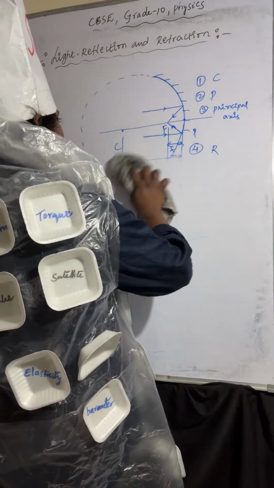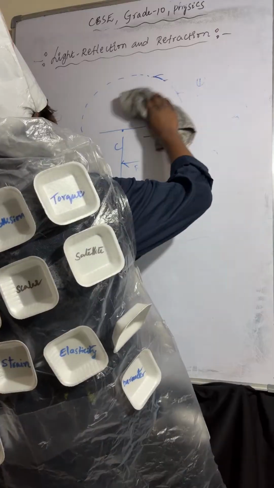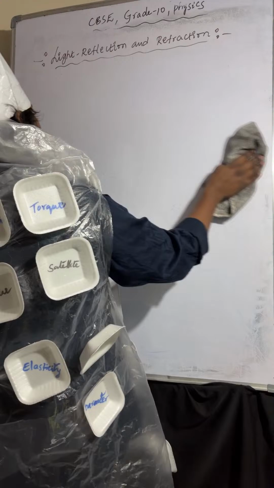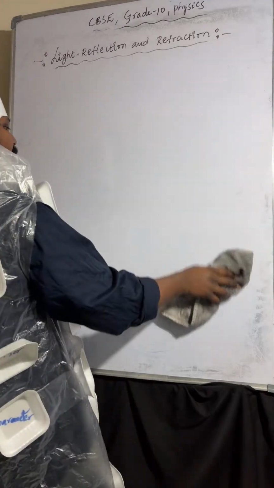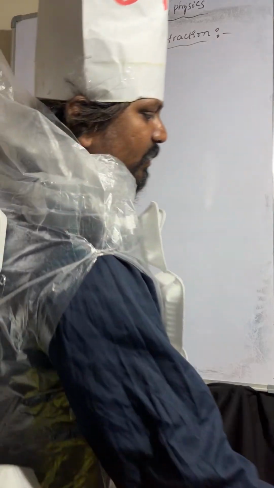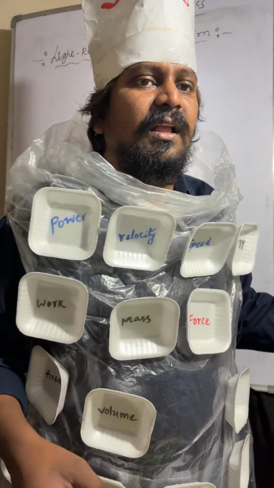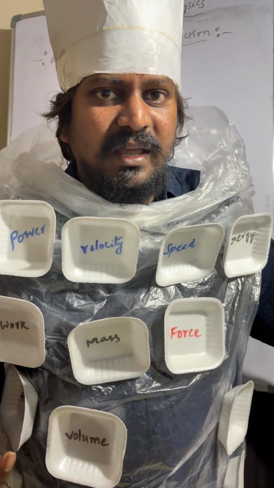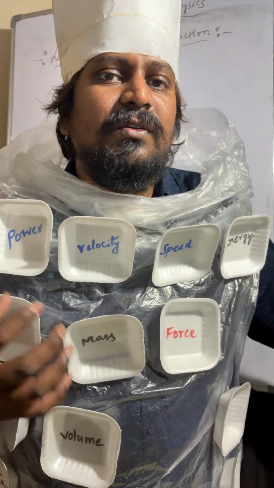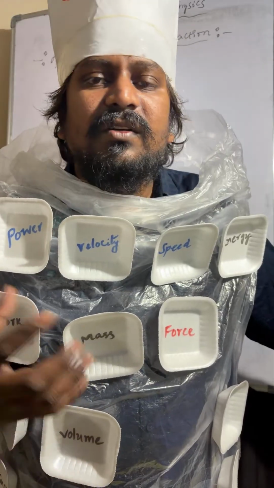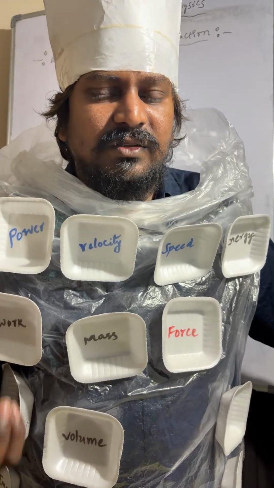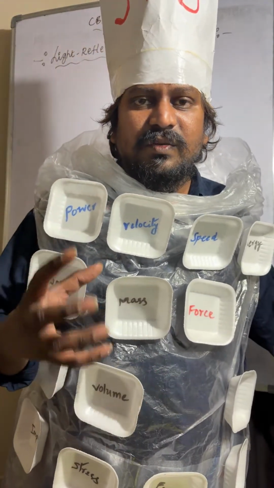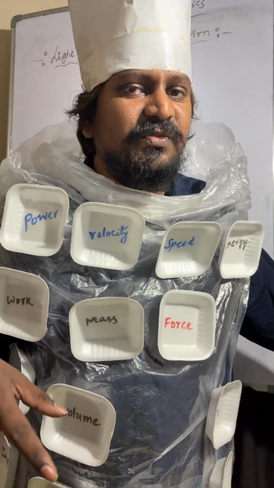Now we will discuss ray rules, the ray rules of concave mirror and convex mirror. There are four ray rules. If you want to go to war, what do you need? You need weapons. Without weapons you can't do war. Similarly, if you want to draw image formations, you need ray rules.